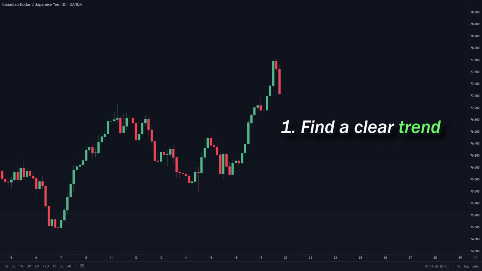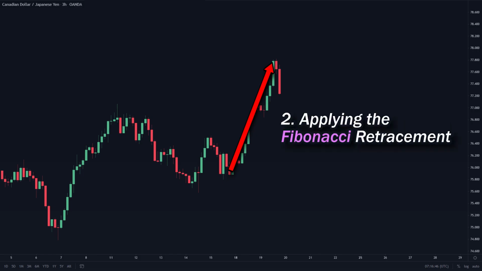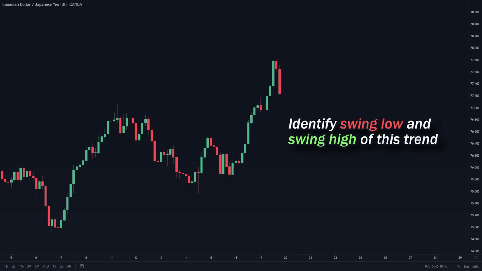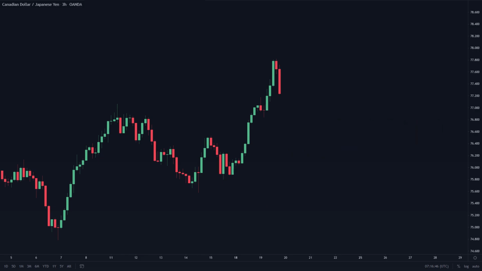The first step is to find a clear trend. Like in this example, we can see that the market is clearly moving upwards. Once you've identified the trend, the next step is applying the Fibonacci retracement. To apply it, you first need to identify both the swing low and the swing high of this trend. A swing low refers to the lowest point the price reached before reversing upwards. Over here, we can see that the price slightly went down before reversing back up, and at this period, this was the lowest point. And so this will be our swing low.